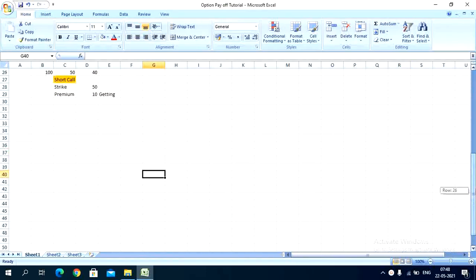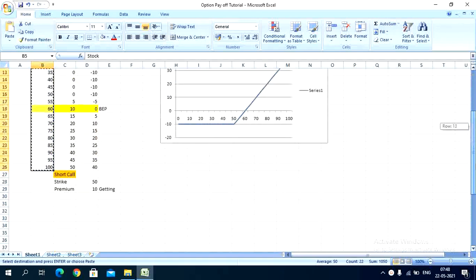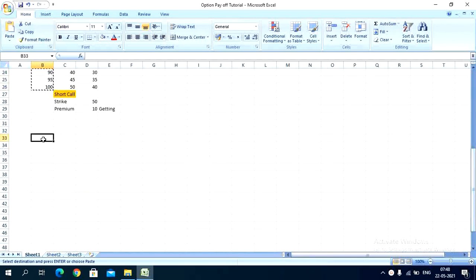Okay, go to the same example. The price interval of stock is from 0 to 100, interval of rupees 5. So I am pasting it here.